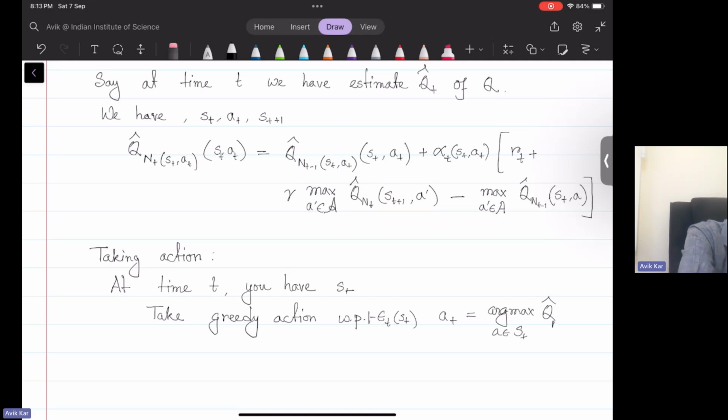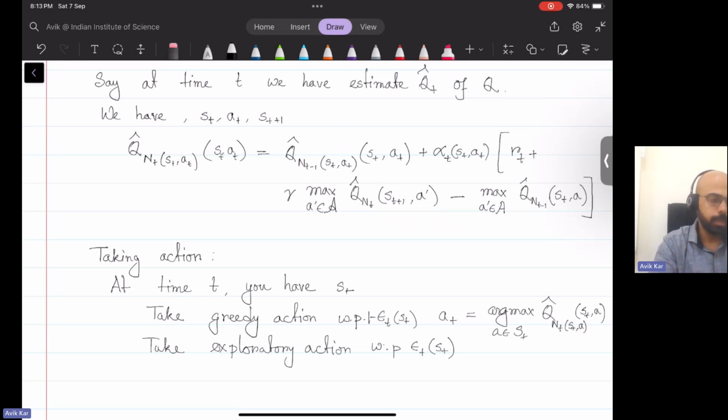Let me write it: at state s_t, take an exploratory action with probability epsilon_t(s_t). So initially your epsilon_t(s_t) should be very high and you will be taking more exploratory actions, and as time increases, it's expected that your estimates are closer to the true Q function, and with more probability you take the greedy action. So that's the idea.